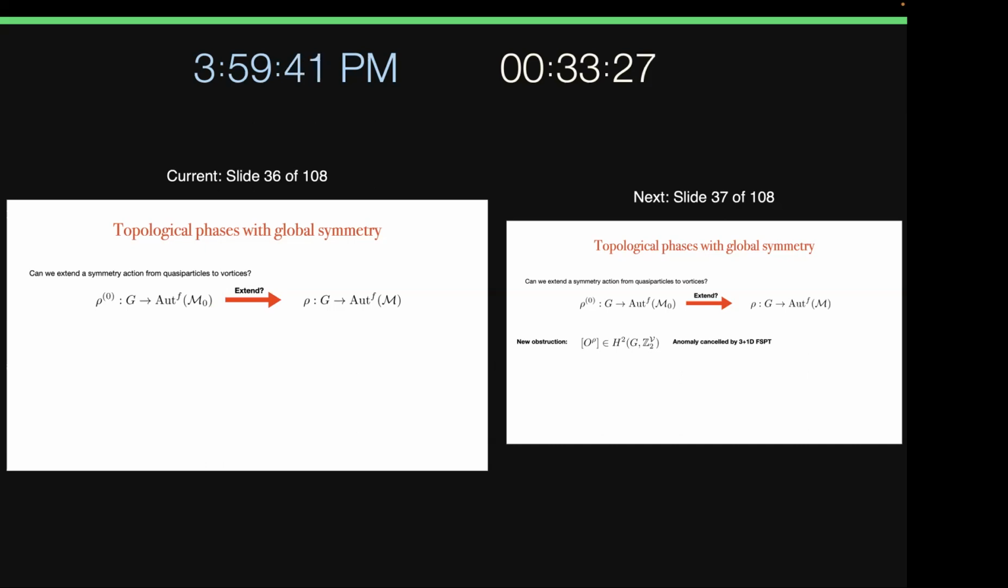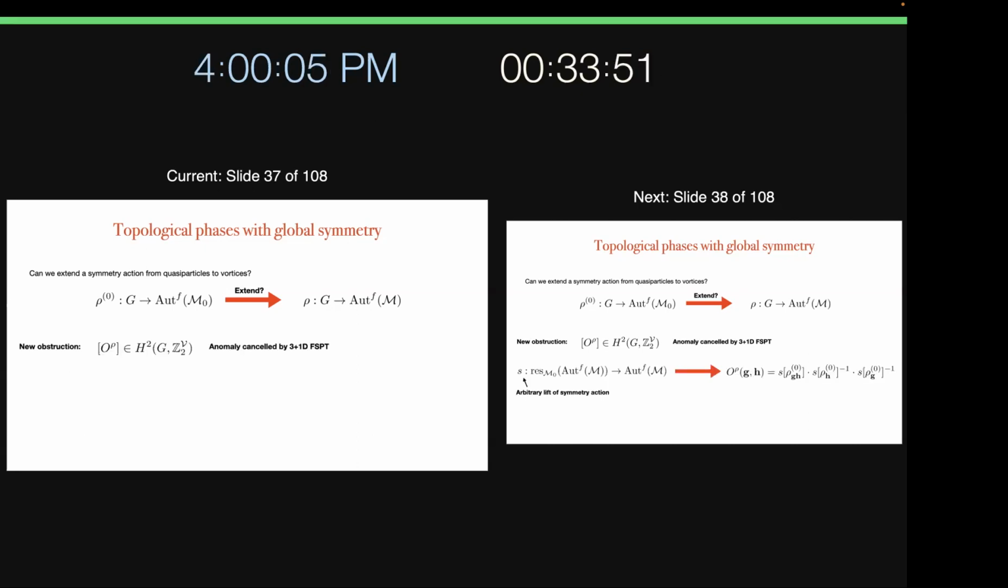All right, so now you can ask fun questions. Like suppose that we started with a symmetry action on the super MTC, so not the full fermionic MTC, determined by this map rho 0 from G to Aut^F of M0. And then we can ask, does that symmetry action extend to a symmetry action on the full fermionic MTC? And so this turns out to not always be the case. There's a new obstruction you find, which is an obstruction to extending the symmetry action. And one can show, although I won't discuss it anymore, that if this obstruction doesn't vanish, then we can build a 3+1D fermion SPT, which cancels that obstruction for us. So the theory can be built consistently at the boundary of some non-trivial fermion SPT.